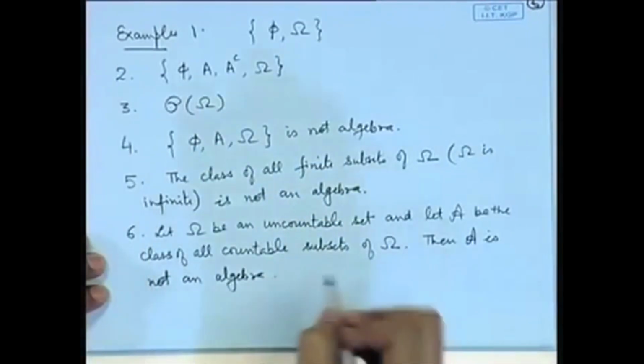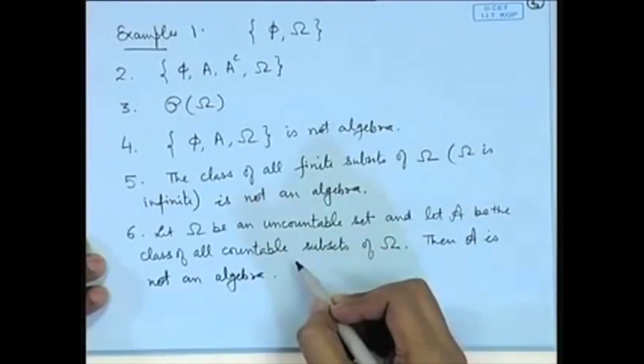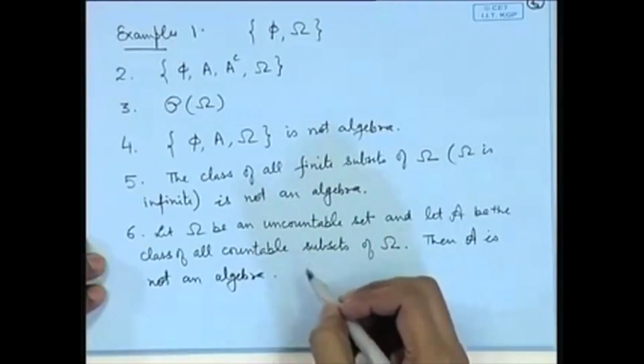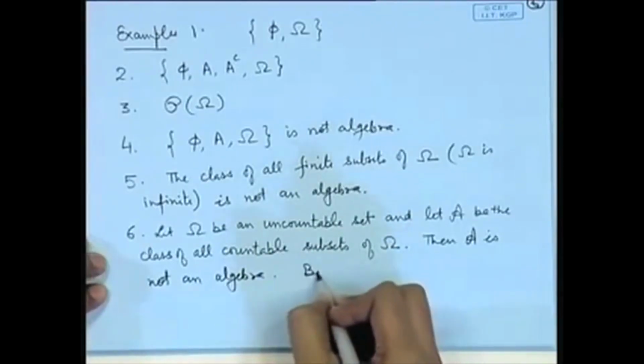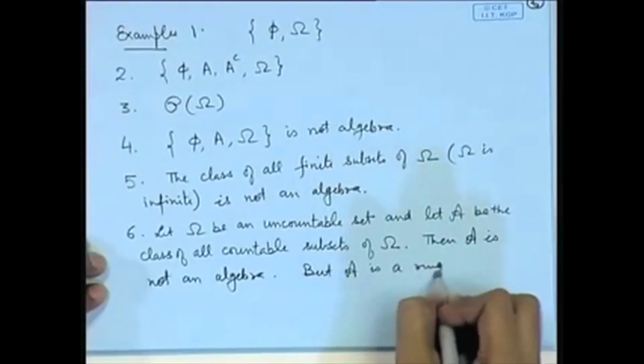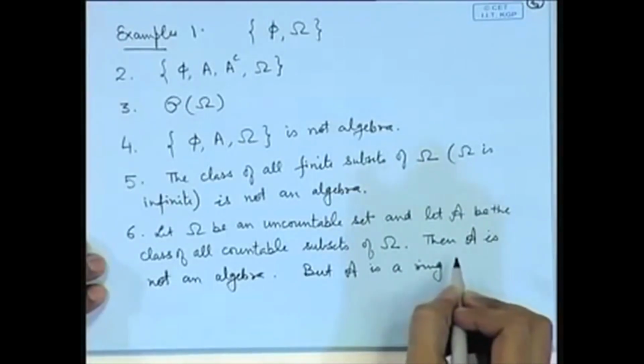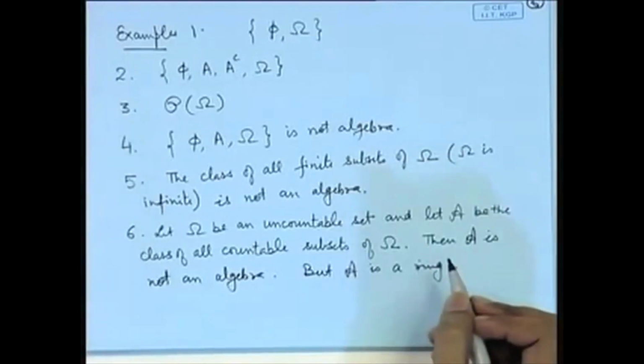However, you can see that it will be a ring, because if I take any two countable sets, its union is again a countable set, and if I take the difference of the two countable sets, it can be a finite or a countable set. Therefore, it will be a ring. From these examples, it is clear that an algebra or a field is an extension of the definition of a ring, in the sense that it contains some more sets.